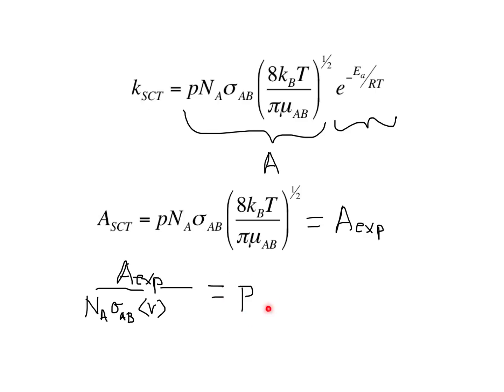The larger P is, the larger the percentage of collisions which have the right orientation to react. The smaller P is, the lower the percentage of collisions which have the right orientation to react. When P is equal to 1, or the simple collision theory predicted pre-exponential equals the experimental pre-exponential, then all collisions have the right orientation to react.